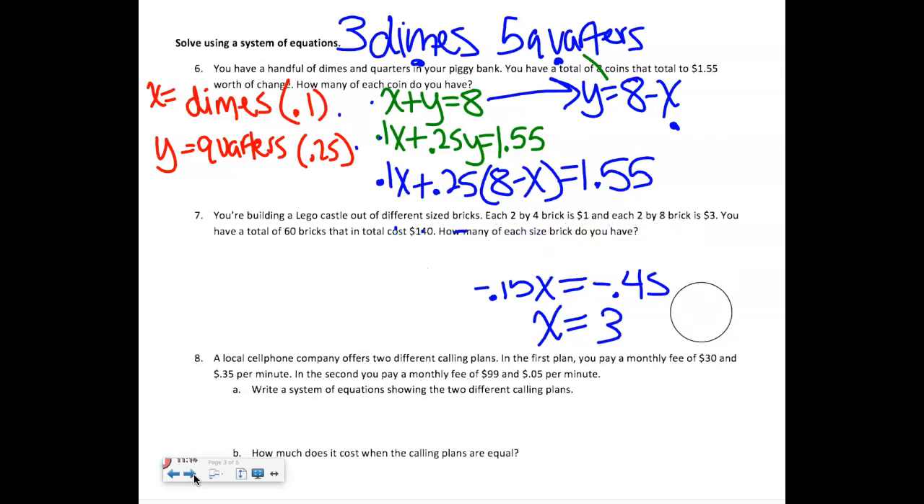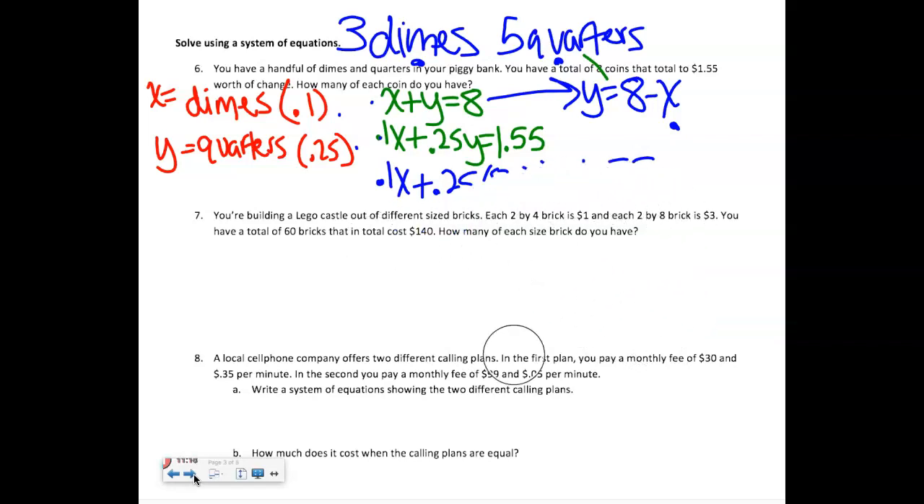Now I'm going to change the wording just to make it a little bit easier. Okay. All right, so we are building Legos, and we have different sizes. So we have one that's 2 by 4 and one that's 2 by 8. I'm just going to change this to, this is our smaller one, and this is our larger one, just to make our wording a little bit easier so we don't have so many numbers in this problem. All right, so our small bricks are $1, our large bricks are $3, and we have a total of 60 bricks that cost us $140. And we want to know how many of each one we have.